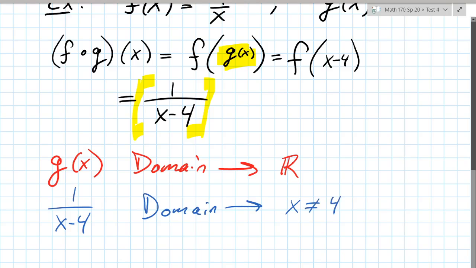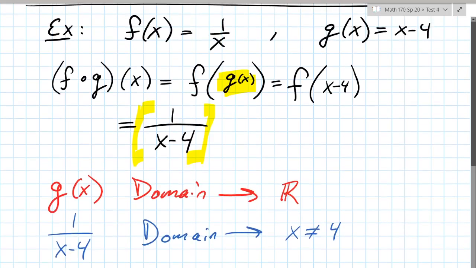So in this problem, the domain is all real numbers except for 4.